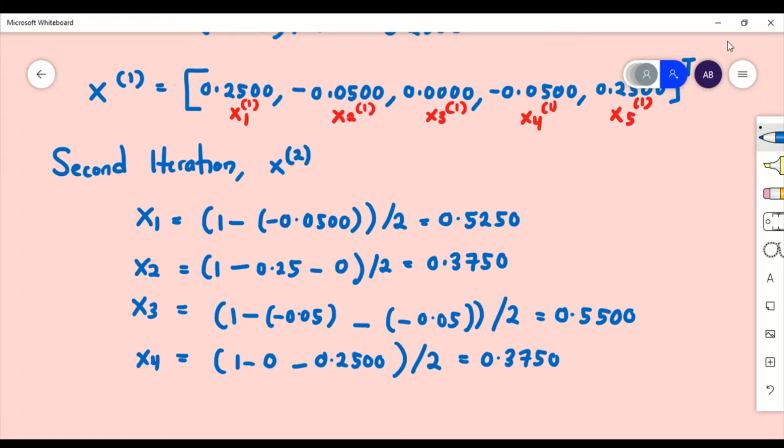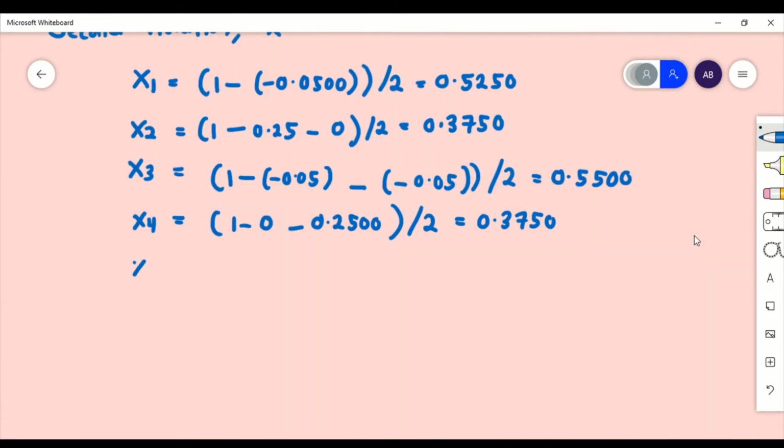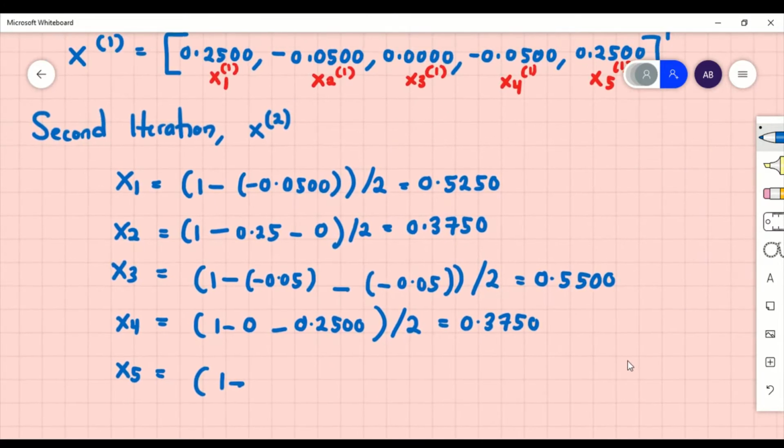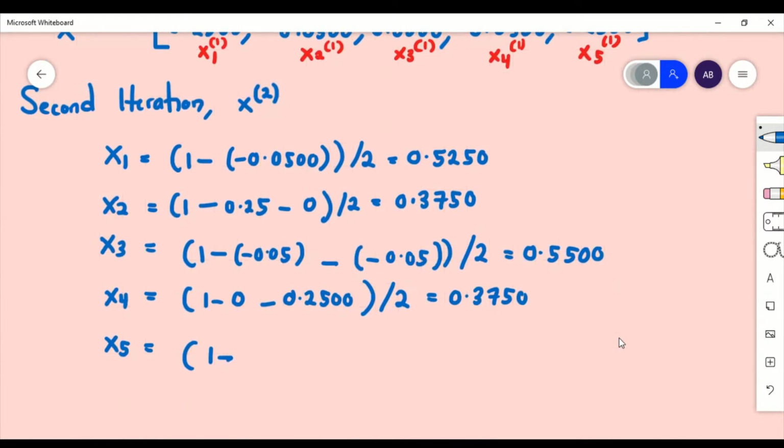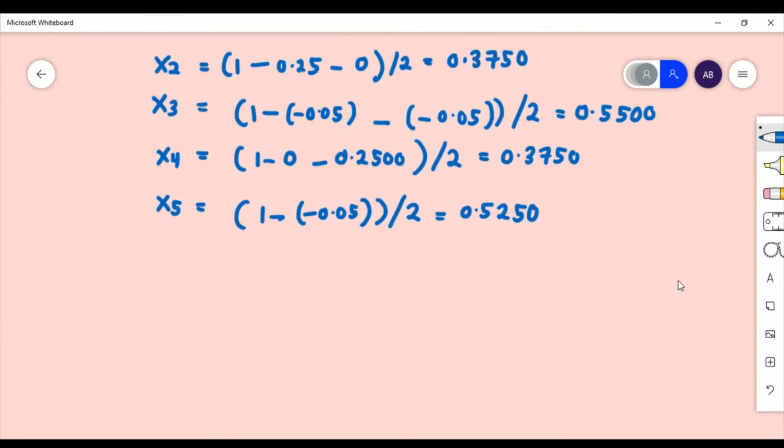Okay, and then the next one is my x5. x5 equals 1 minus x4. Okay, what is my x4? Negative 0.05 divided by 2. That will give me 0.5250. Okay, so you have obtained the second iteration values.